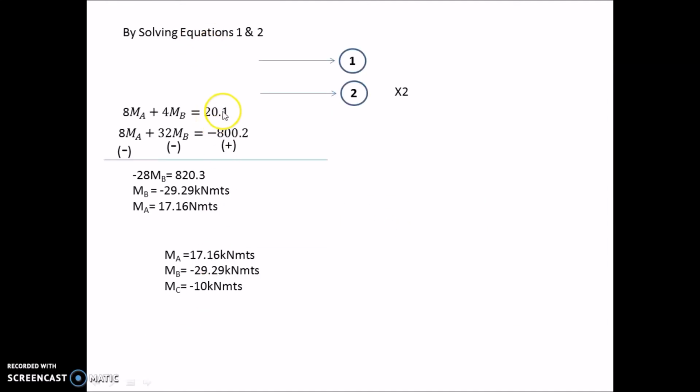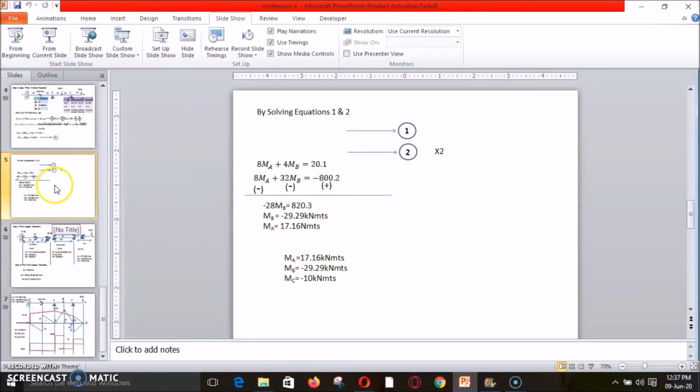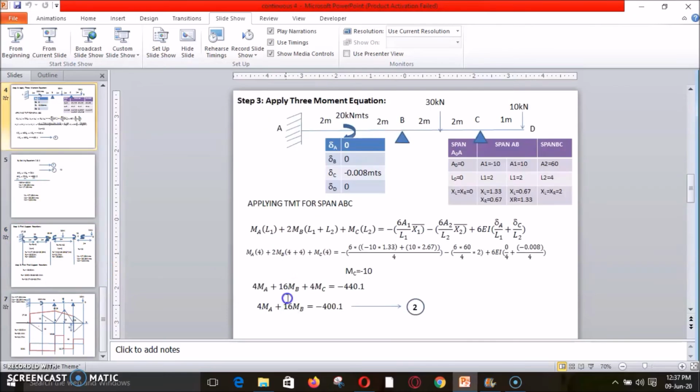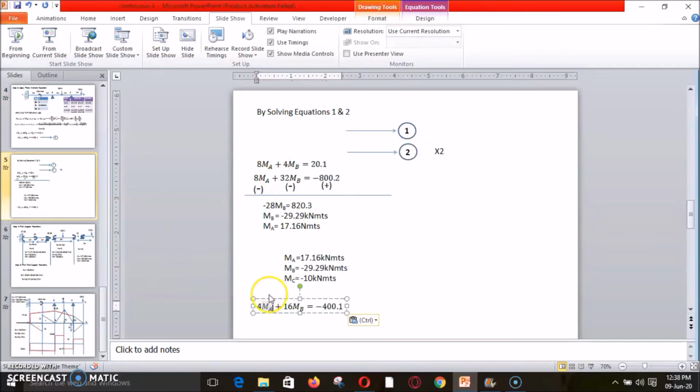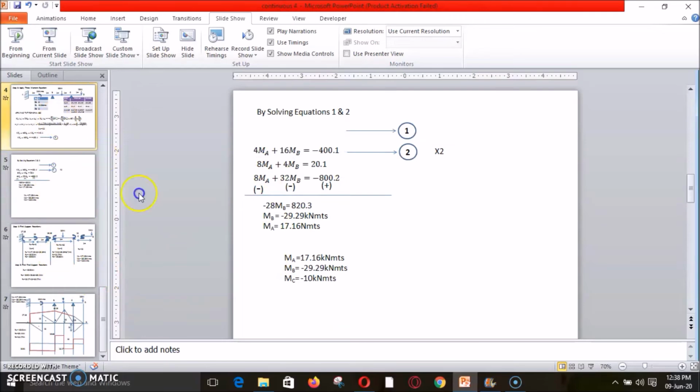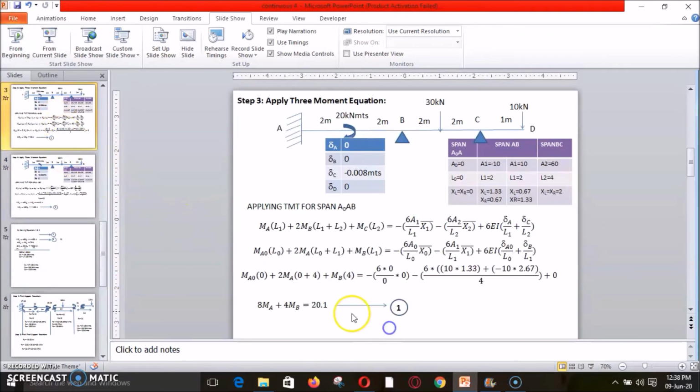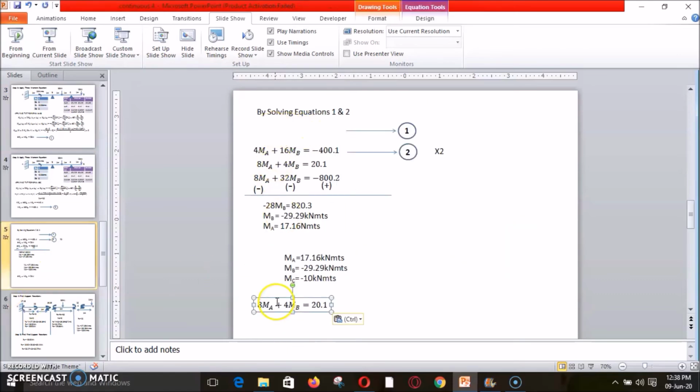Now by solving these two equations, I'm simplifying these equations. Sorry, let me paste these equations here. I forgot to paste these equations. So this is my equation 2, and coming to equation 1, this is equation 1. So I pasted these values here.